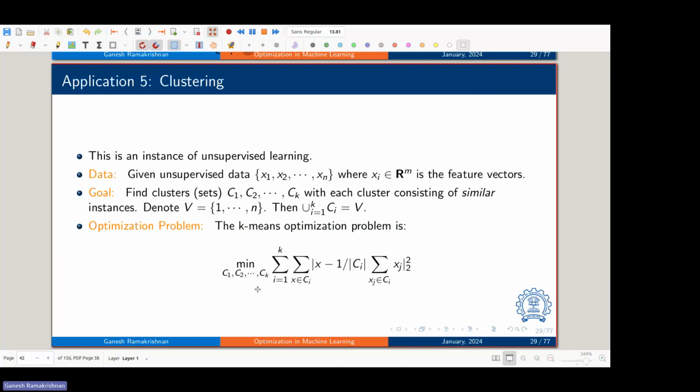But in soft K means, what happens? Because you have Pij's with continuous values under one constraint, the mu i's are also continuous. So it's a completely continuous optimization.